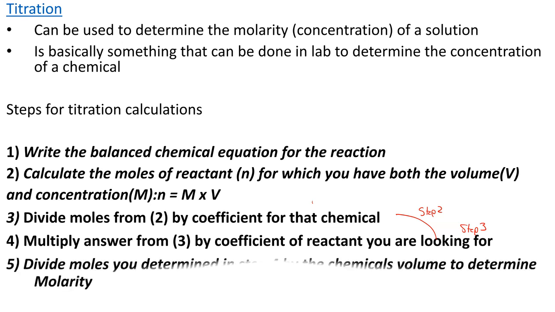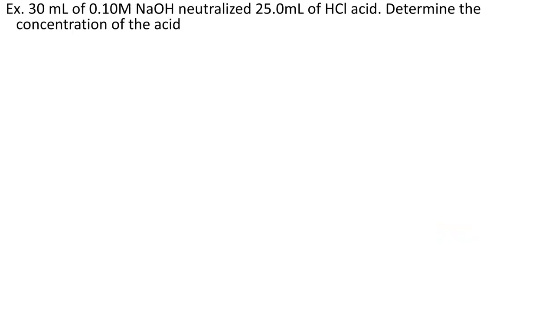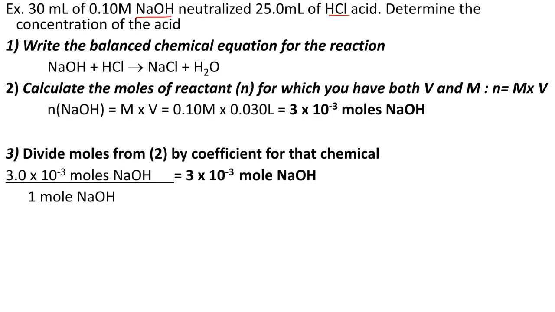And then finally divide the moles you determine in step 4 by the chemical's volume to determine a molarity. So let's go through this. Here's an example. You have 30 milliliters of 0.1 molar NaOH, neutralized 25 milliliters. So here's your acid, here's your base. You're going to react these two, right? Typical acid-base reaction. You're not doing it ionic, so please don't get rid of any chemicals. You're going to write the complete reaction with all chemicals showing. So for NaOH plus HCl, you get NaCl and H2O as your products.